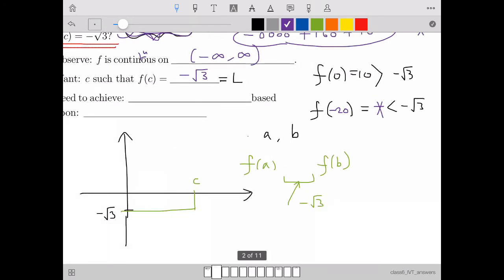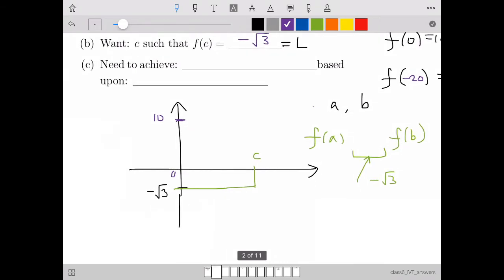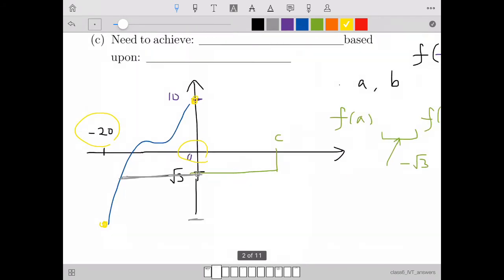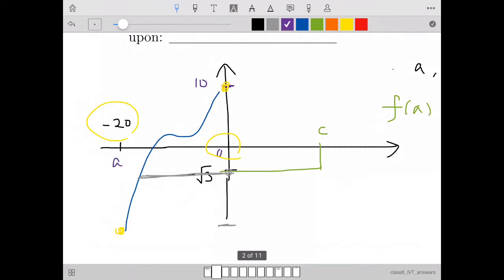So at 0, f of 0 is 10. And when x is minus 20, f of b is less than minus square root of 3, so it is here. So there are two numbers. Because f is continuous, I don't care how it goes. Since minus 20 is less than 0, let's call this a and let's call that b.